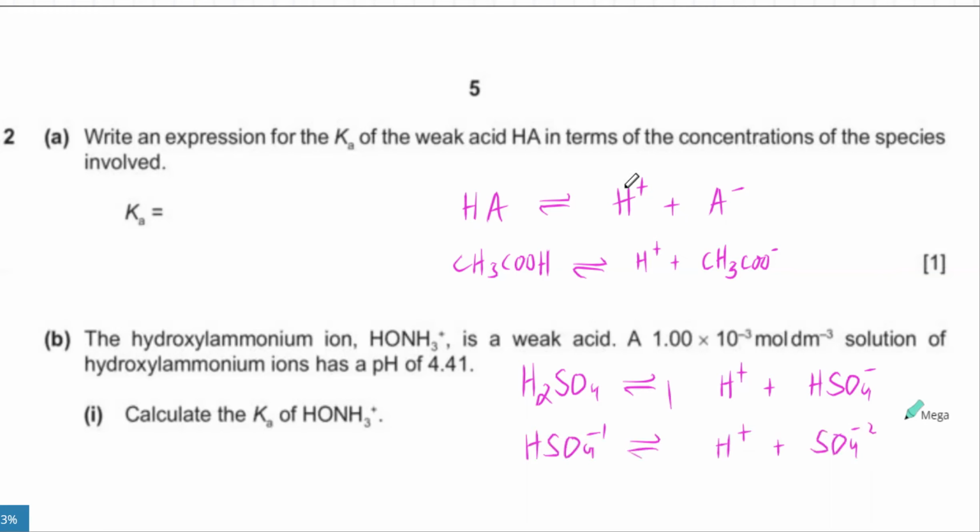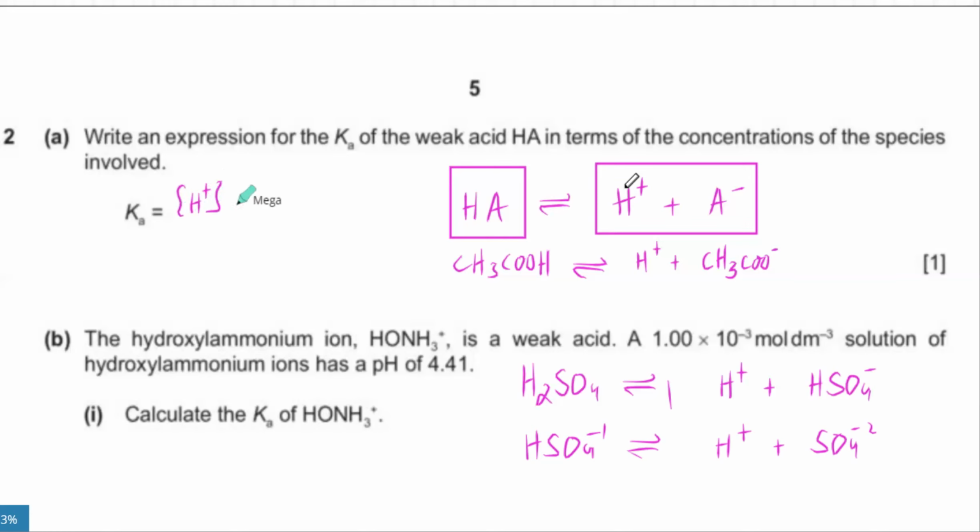Anyways, that's an equilibrium reaction. So how much an acid dissociates depends on the equilibrium constant, products over reactants. So what's the K expression? It's H+ concentration times A- concentration divided by the acid concentration, which is HA. So that's your acid dissociation equation.